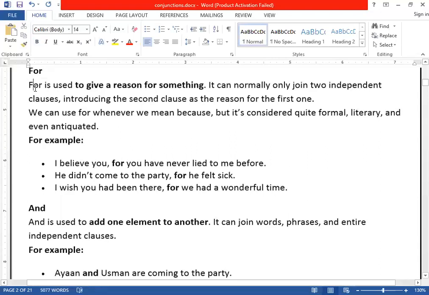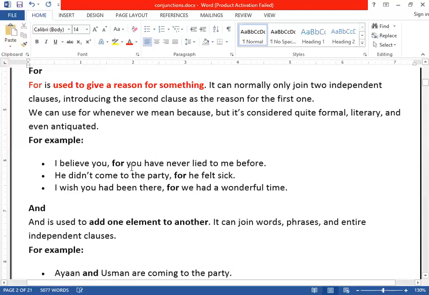Now look, let's talk about what FOR is used for. FOR, number 1, is used to give a reason for something. Whenever you want to give a reason, we use FOR. It can normally join 2 independent clauses, introducing the second clause as the reason for the first one. Like we use coordinating conjunction to connect 2 clauses, the second clause will be considered a reason. Clear?